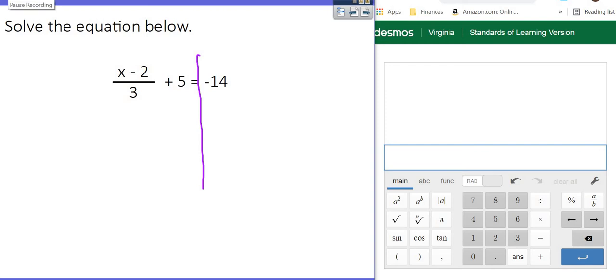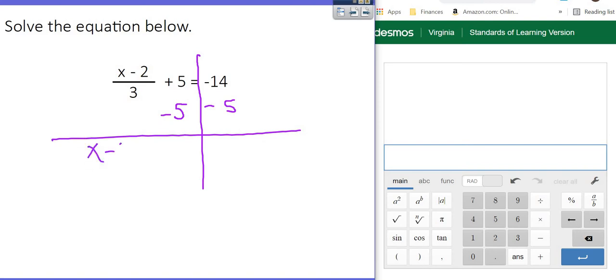All right, guys, so let's solve some equations. The equation you see here is one of the trickiest of tricky equations that we see. The first thing we have to get rid of is that plus 5 that's right here. So we're going to have to subtract 5 from each side.